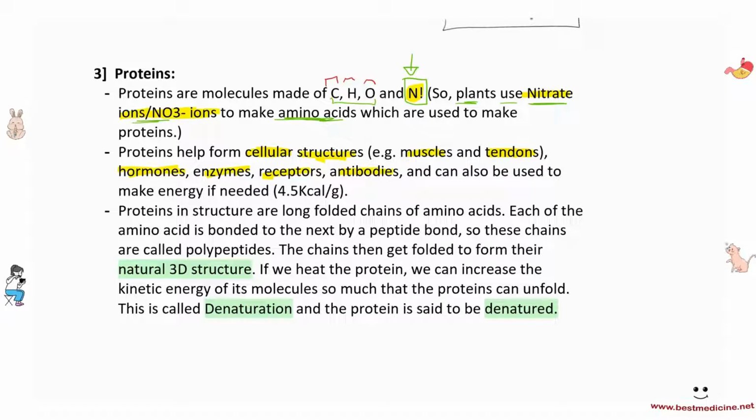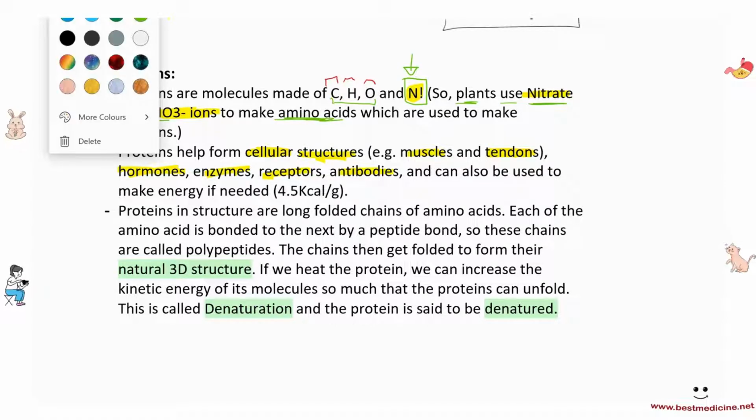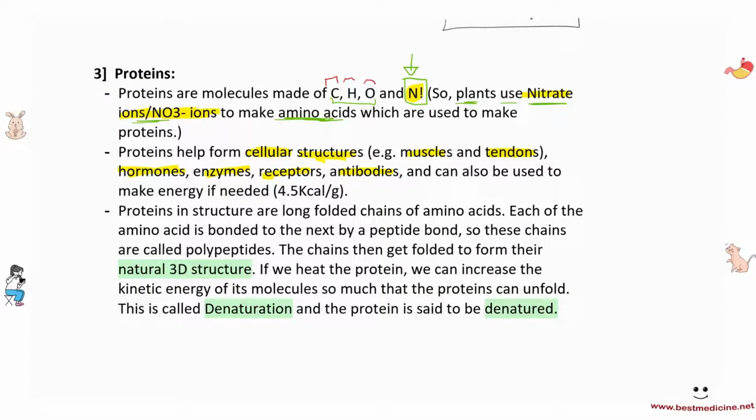Do you know what an antibody is? Does anybody know what an antibody is? Antibodies are proteins that are used for immunity. They help fight off pathogens. And we'll do the details of this later in its own chapter. They can also be used to make energy, right? So 2 things. Mostly they're used to make cellular structures, but they can also be used to make energy.